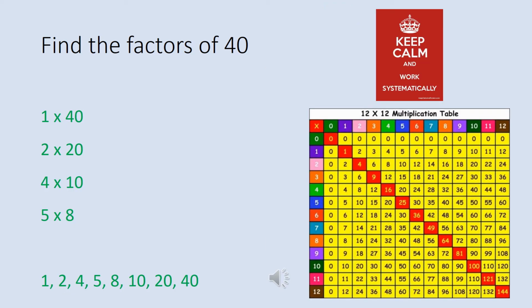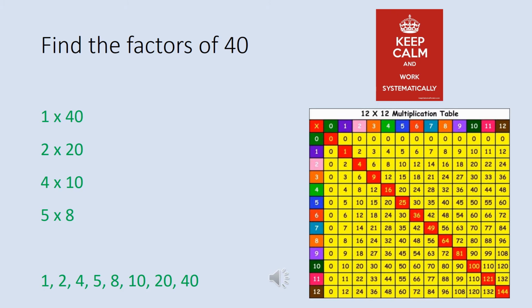So you have to work out which numbers multiply together to make 40. When you're working systematically, it means you work in an order, and I recommend that you always start with thinking about 1 times the number, and then 2 times, 3 times, 4 times, etc. So I know that 1 times 40 is 40, 2 times 20 is 40. I think about the number 3, and I know that the number 3 doesn't go into 40 because I know that 13 times 3 is 39, so you can't do 40 divided by 3 and get a whole number. So 3 is not going to be a factor of 40.